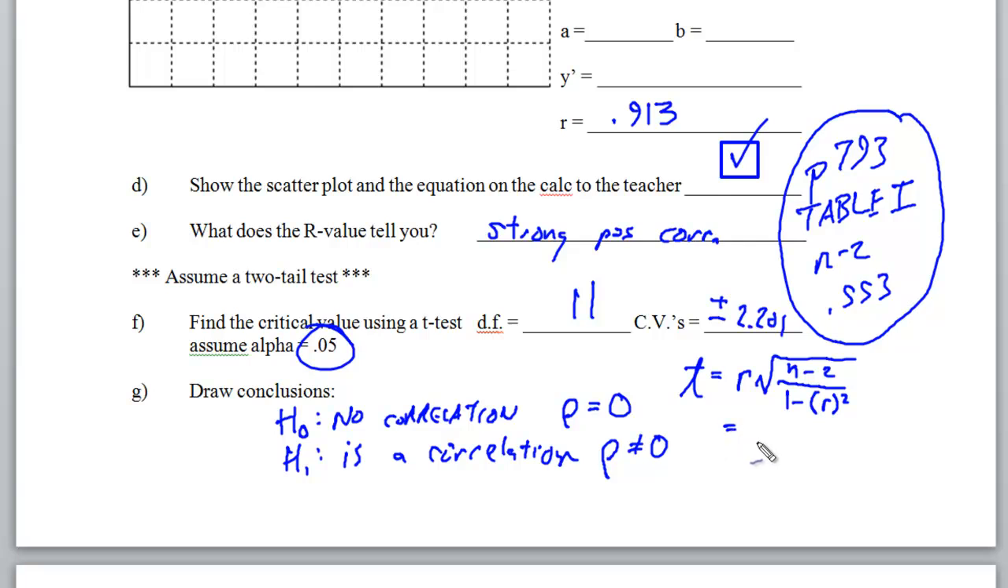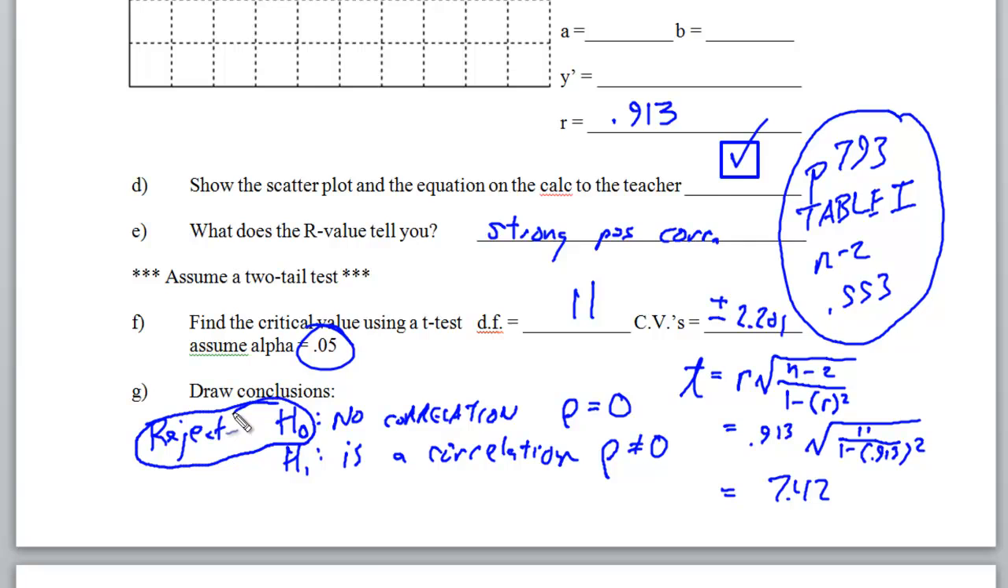So this is going to be 0.913 times the square root of 11 divided by 1 minus, in parentheses, 0.913 squared. If you compute this out, this gives us 7.42, which is way bigger than 2.201. So our conclusion is that we're going to reject the null hypothesis. We're going to reject the idea that there isn't a correlation. There's a strong correlation, and the t-test backs that up.